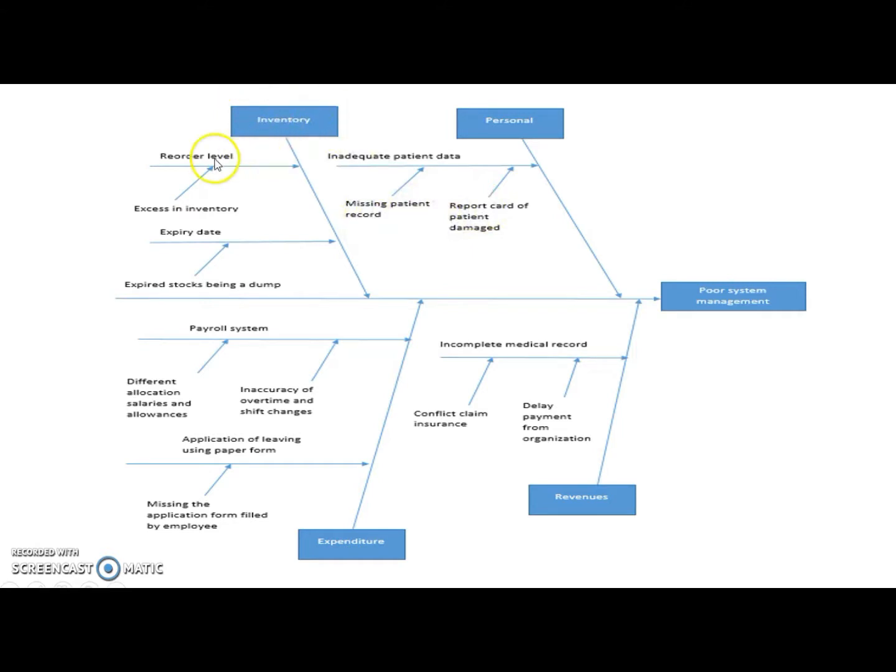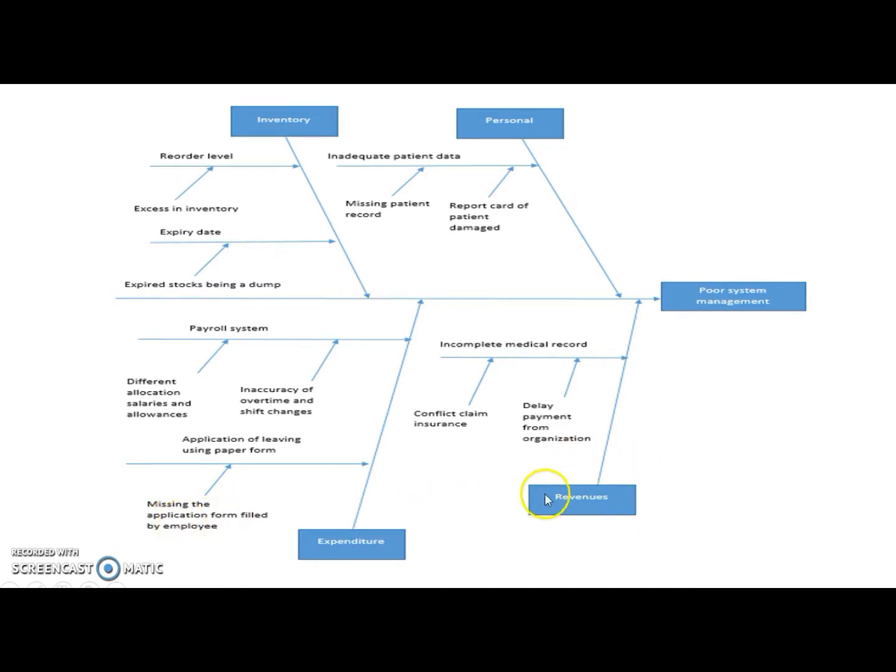Next is inventory. Under the reorder level, there is excess inventory, and under expired date, expired stock is being dumped. Furthermore, on expenditure, under the payroll system, there is different allocation of salaries and allowances for employees, and inaccuracy of overtime and shift change. When using the paper application form, the application form filled by the employee may go missing.